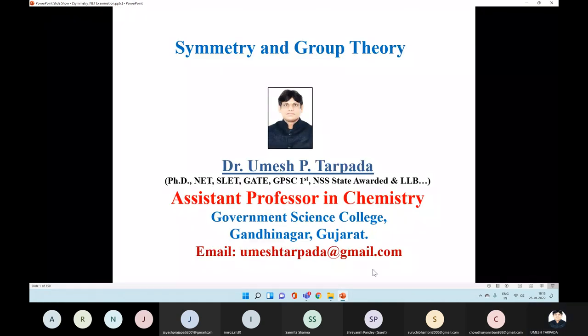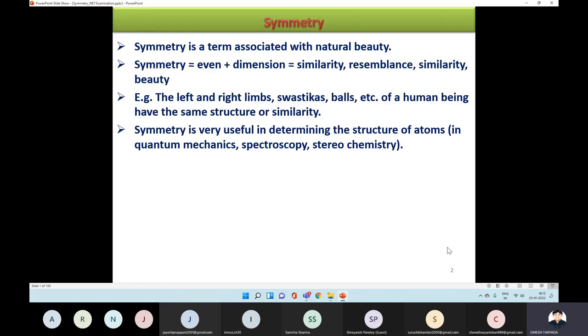So, this is one of the very important chapters and units for competitive exams as well as for PhD entrance tests. If you talk about any competitive exams, this is a very good unit. That is molecular symmetry.